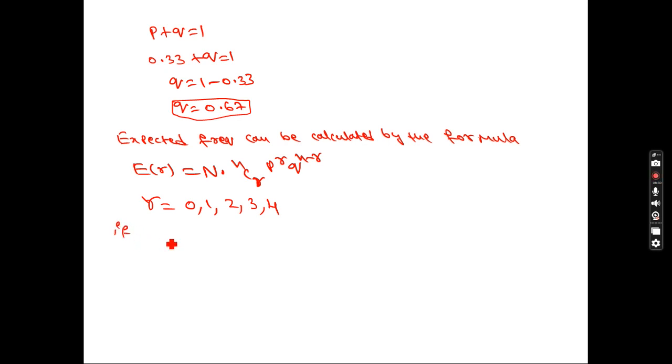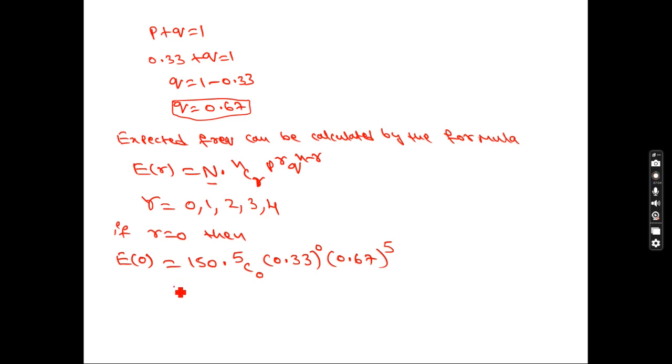So what you need to do is take one value. Suppose r equal to 0, then what is the value of E of 0? Total capital N is, as you have already done, the total frequency, 150, into nCr. Here n is the highest value, 5C0. Next p is 0.33 power 0, and 0.67 power n minus r, 5 minus 0, which is 5. Now just evaluate it. 150 into 5C0, which is always 1. These are fundamental formulas you need to remember. Any power 0 is always 1.